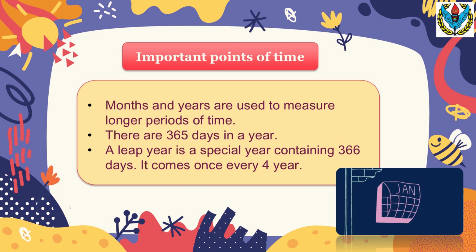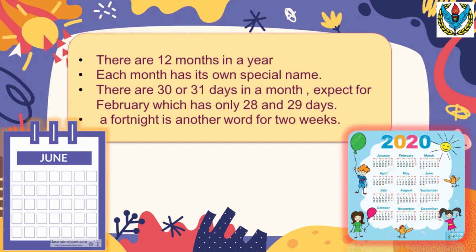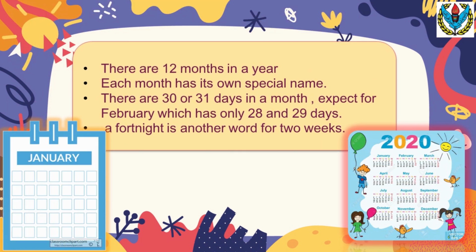A leap year is a special year. All of you keep in your mind, leap year एक खास साल होता है जिसमें 366 दिन होते हैं. It comes once every 4 years. There are 12 months in a year. Students, एक आसान सी बात, एक साल में 12 महीने होते हैं.